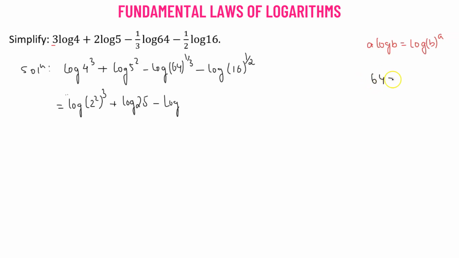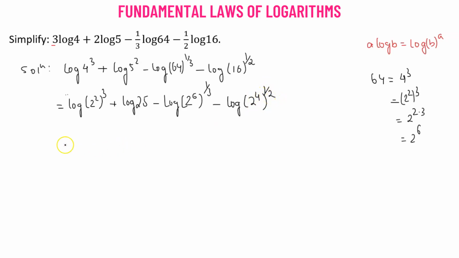So 64 is equal to 4 cubed, which is also 2 squared raised to the power of 3. So that means 2 raised to the power of 2 times 3, or 2 raised to the power of 6. That means in place of 64, we have 2 raised to the power of 6, whole raised to the power of 1/3. Minus log of 16, so we know that 2 raised to the power of 4 is 16, so that will be whole raised to the power of 1/2.